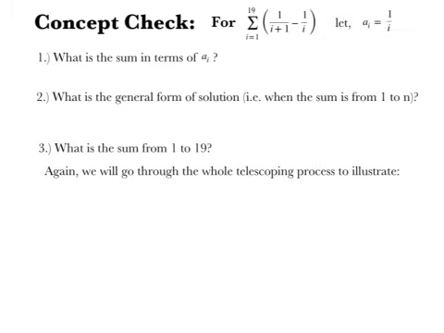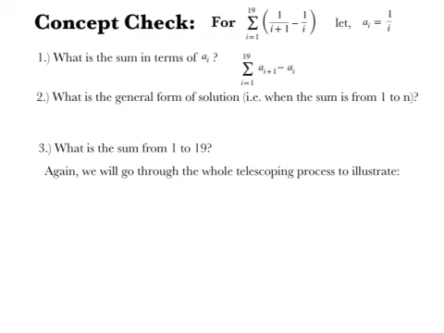Alright, so let's do a quick concept check here. For the following sum, from 1 to 19 of 1 over I plus 1 minus 1 over I, let our a of I term be 1 over I, the simpler of the two. And it works out pretty nicely, because that means that this term here is a of I plus 1. So I gave away the answer to the first one, so I'll just show it to you. And so obviously, we can write it in this form if we define a sub I to be 1 over I.